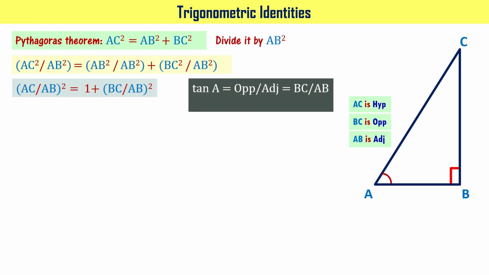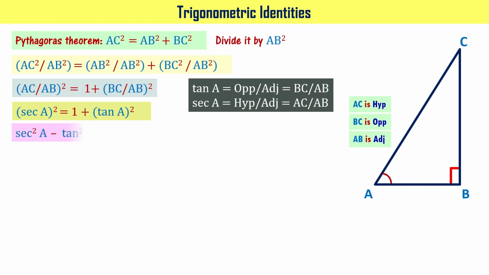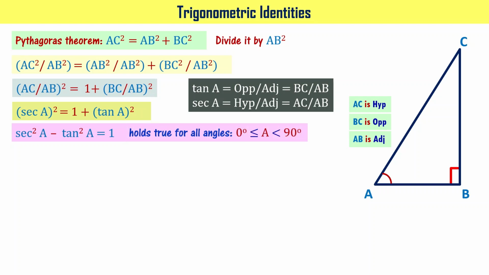We know that tan A can be written as BC by AB and sec A can be written as AC by AB, right? It means (sec A) whole square equal to 1 plus (tan A) whole square. That can be written as sec square A minus tan square A equal to 1. This is another trigonometric identity, right? This holds true for all the angles between 0 and 90 degrees. It includes 0 degrees but not 90 degrees. Please take a note of this.